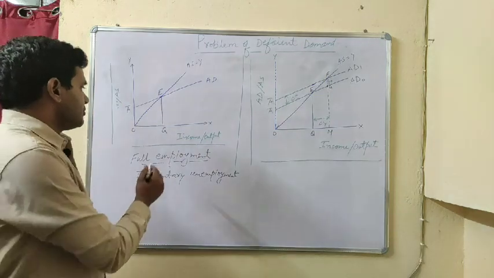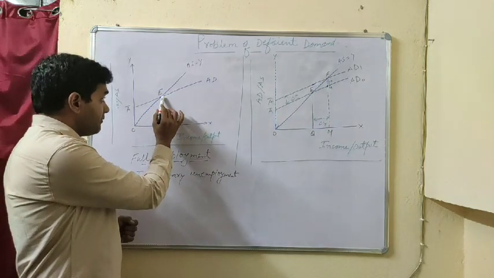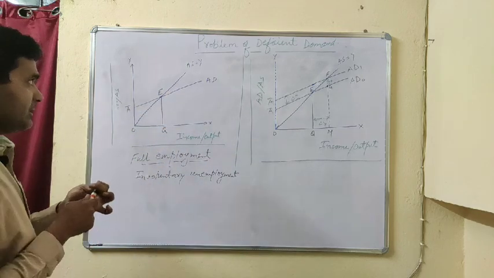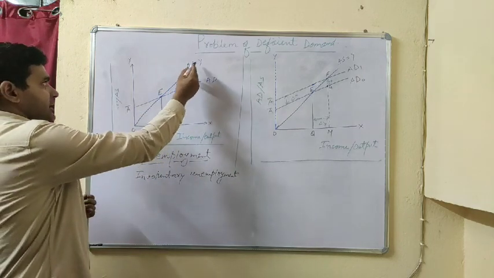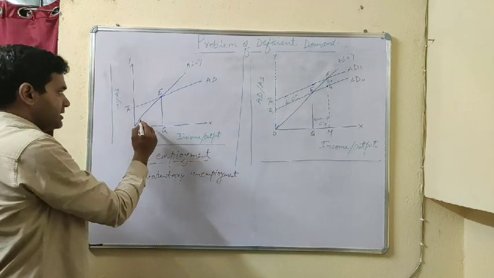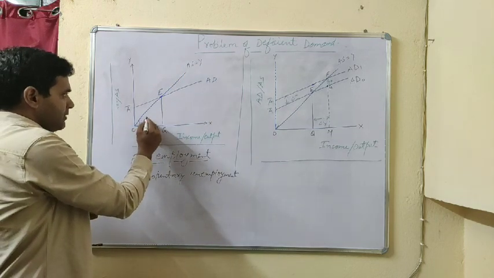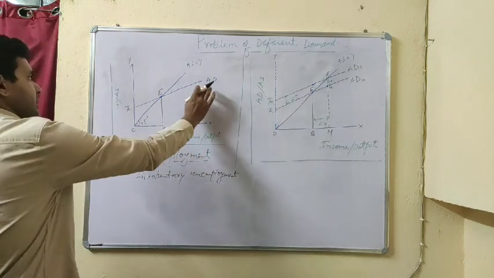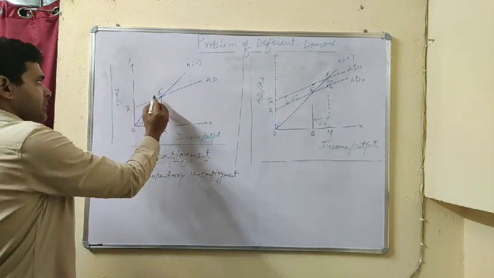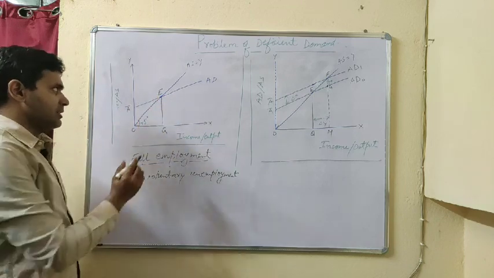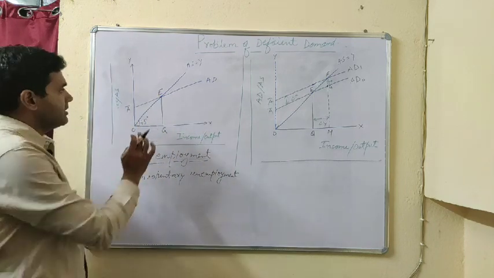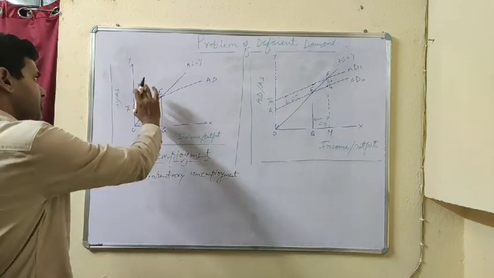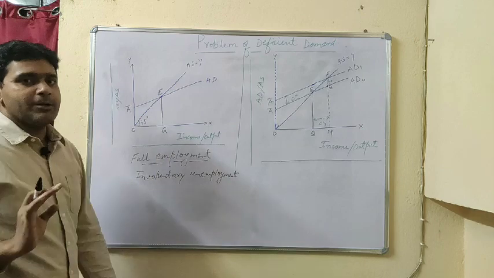So here at the level of equilibrium we can see that this 45-degree line is the aggregate supply curve, which is equal to the national income of the country, and this one is the AD curve or aggregate demand curve. At the point where these two intersect each other, that is point E, it is of course the equilibrium point of the economy. Here the economy is operating at full employment equilibrium.